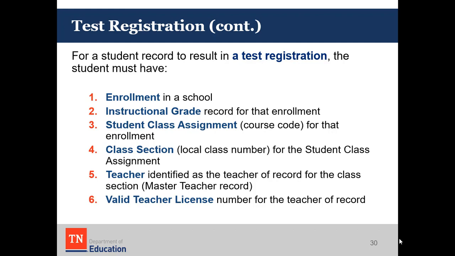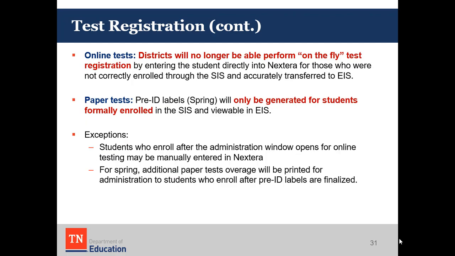5, a teacher identified as the teacher of record for that class section or a master teacher record. Finally, 6, a valid teacher license number for that teacher of record. For online tests, districts will no longer be able to perform on-the-fly test registration by entering the student directly into Nextera for those who were not correctly enrolled through the SIS and accurately transferred to EIS.